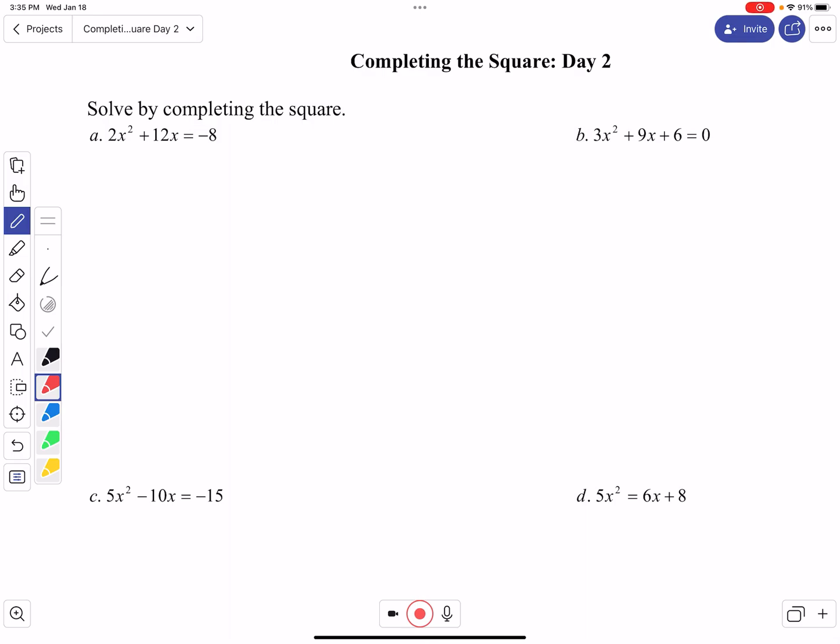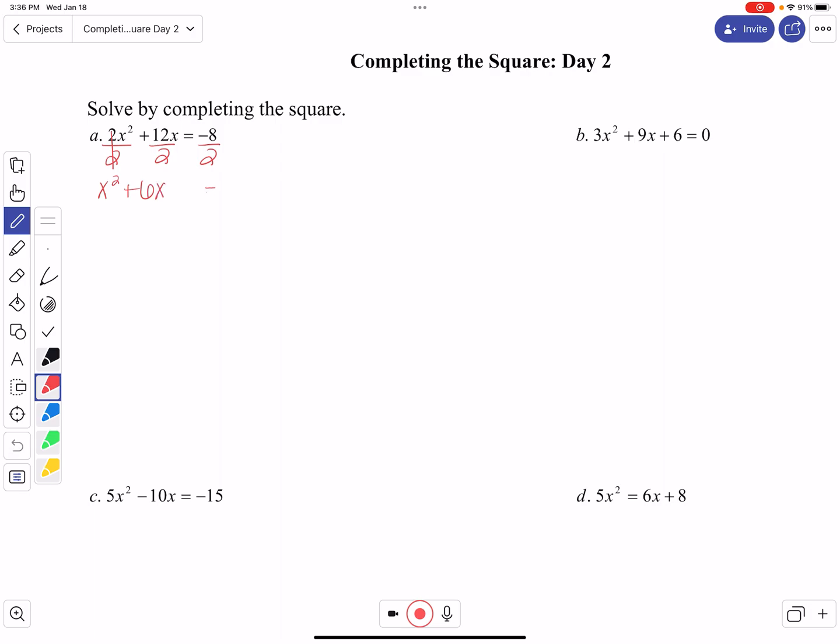Right, the second part to completing the square is when we have a number in front of the x squared. So notice it's not just x squared, we have a 2. So what we want to do here is divide everything by 2. And now what that's going to do is it gets rid of the 2. We got x squared. 12 divided by 2 is going to be 6x.